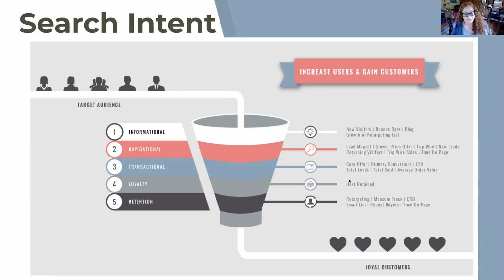And then loyalty. They bought, they trust me, and then I retain them. So we added this retention little portion here, and that's for targeting, measuring, tracking, CRO, conversion rate optimization, a part of SEO and Google Ads, because when I get somebody to my website page, what do I want them to do, right? So first we work to get them there, then we work to convert them. So that's where email lists come in, repeat buying, and time on page, of course, right?